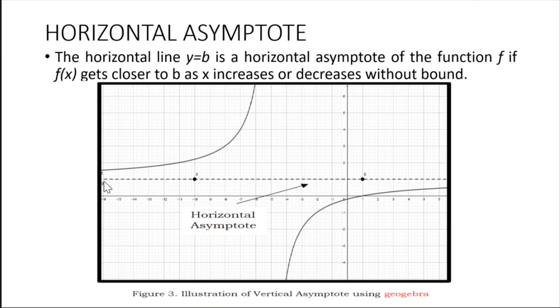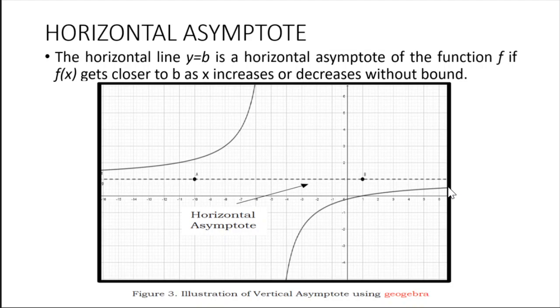The horizontal asymptote there is this broken line. Looking at the graph, we can see that the graph of the function is approaching a line. That line is called, of course, the horizontal asymptote. In the graph, we can see that it's getting closer and closer to y is equal to 1.